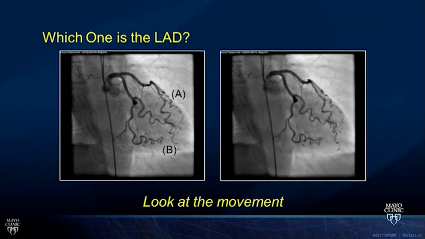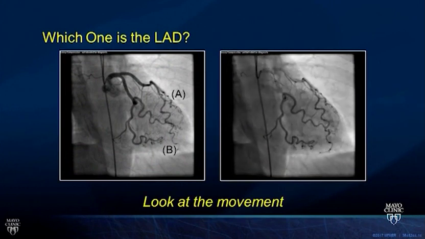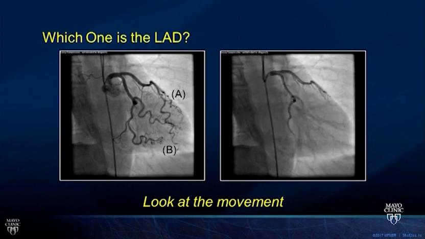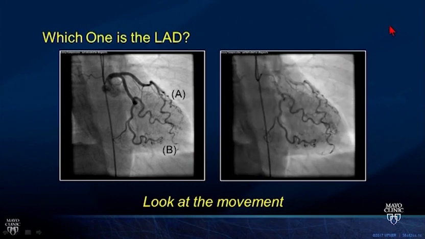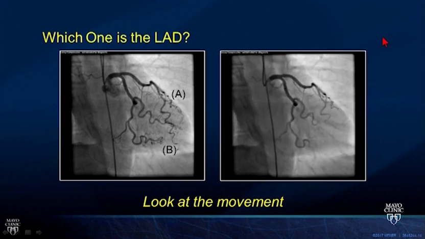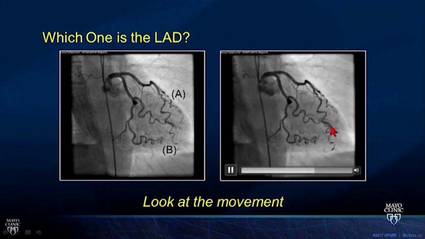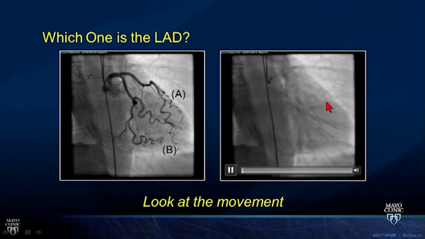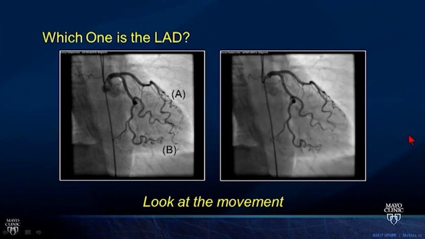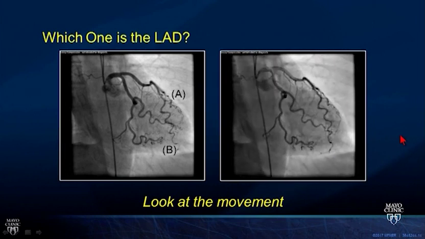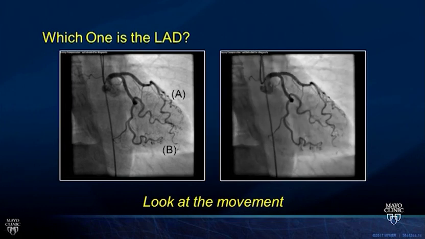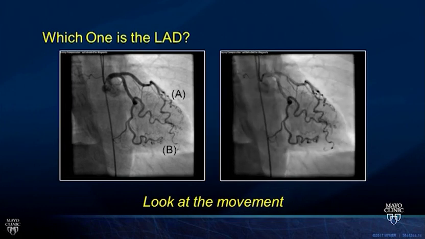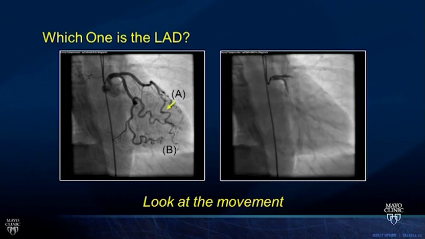The key here is to look at the movement, and the LAD will move independently from the OMs and the diagonals. Since the LAD is on the interventricular groove and really on a different area of the myocardium, it's going to move differently too. So if you're confused about which is which, that's something that will help you to differentiate the LAD from the obtuse marginal branches or the diagonals.